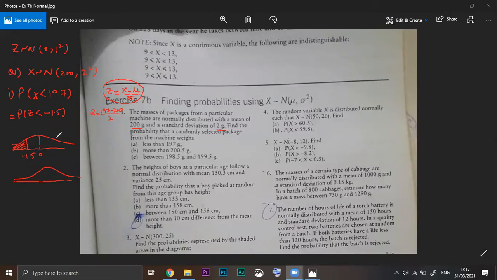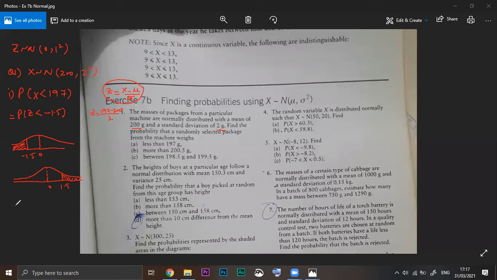So we will draw the normal distribution curve with mean 0 at the center. We mark minus 1.5 on the left hand side, and because z is less than minus 1.5, we will shade the area on the left hand side. Now as you know, there are no negative numbers in the table, so we will flip this figure, and now 1.5 is on the right hand side. This is the required probability or required area.